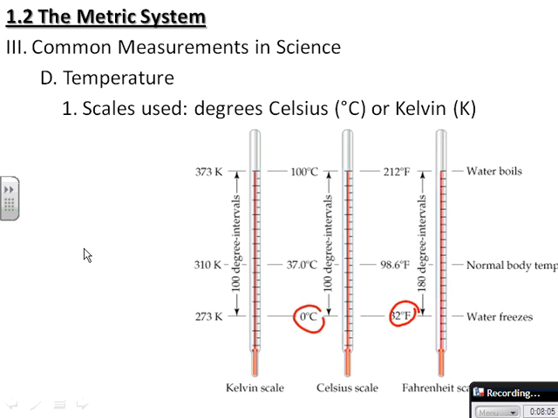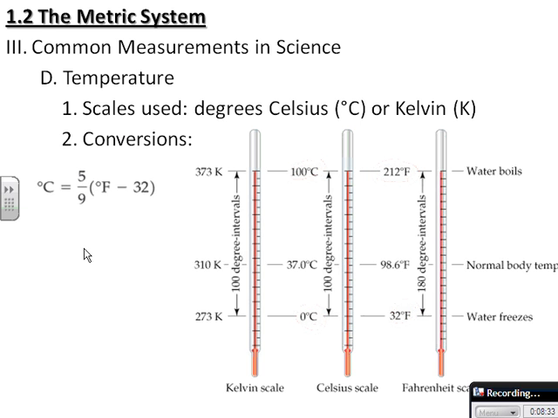Water boils in the Fahrenheit scale at 212. Not many people remember that, but that's the number. In Celsius, it's much easier to remember. It's 100 degrees Celsius. So that's why we use the Celsius scale, because it's based on the freezing and boiling of water, and it's set at 0 and 100. So the Celsius scale is what we commonly use in science.